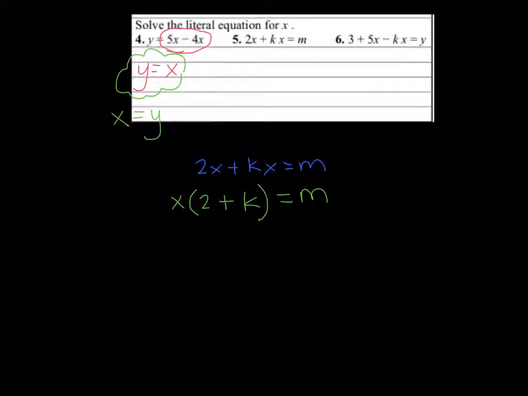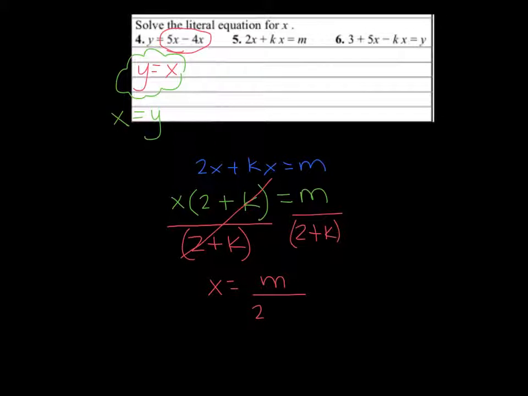Now I can get x by itself easily. What is happening here? Well, x is being multiplied times 2 plus k. And the opposite of multiplying is dividing. So I'm going to divide both sides by 2 plus k. When I do that, 2 plus k will cancel, and I'll be left with x equals m divided by 2 plus k, which was my goal. I got x all by itself.